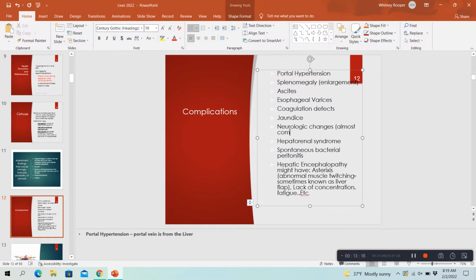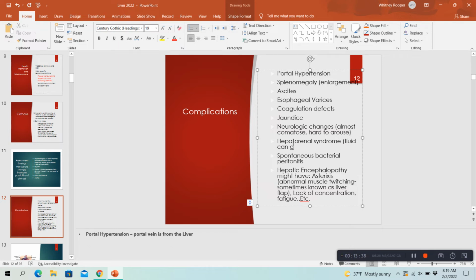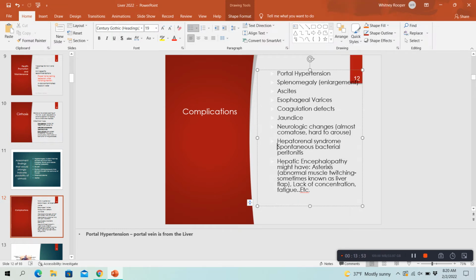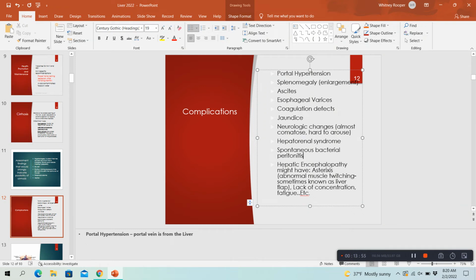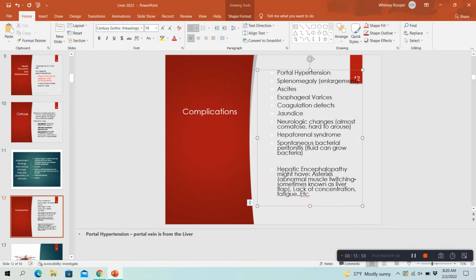Hepatorenal syndrome. They can have bacterial peritonitis. The ascites, the fluid, can grow bacteria. With hepatic encephalopathy, they might have abnormal muscle twitching. It's called a liver flap. We call it a liver flap, just the name that we give it. Okay. They'll have lack of concentration. They'll be tired.